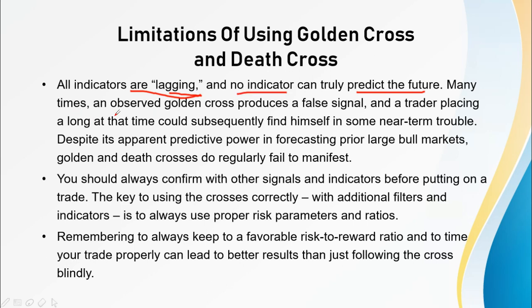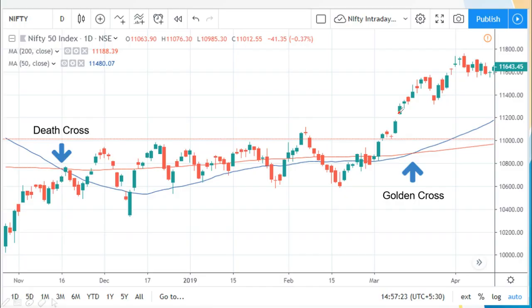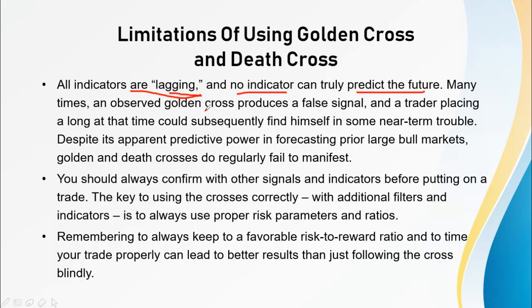So many times an observed golden cross produces a false signal. So here, however, this is pretty accurate. Here, the death cross doesn't technically indicate a continuous prolonged downward movement. This is technically a false signal in this region. And okay, as we have seen, it can produce a false signal.